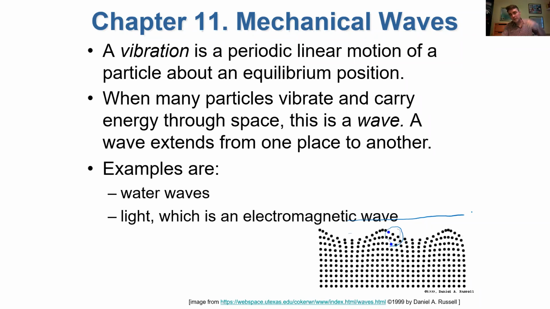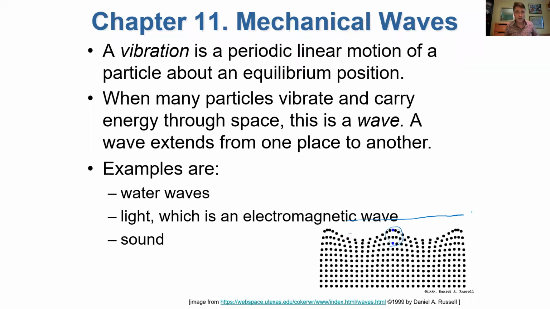Light turns out to be a transverse wave in electric and magnetic fields. Sound is a longitudinal wave. You see the air particles vibrating back and forth and bumping into their neighbors. Look at what's going on in the Q&A here.